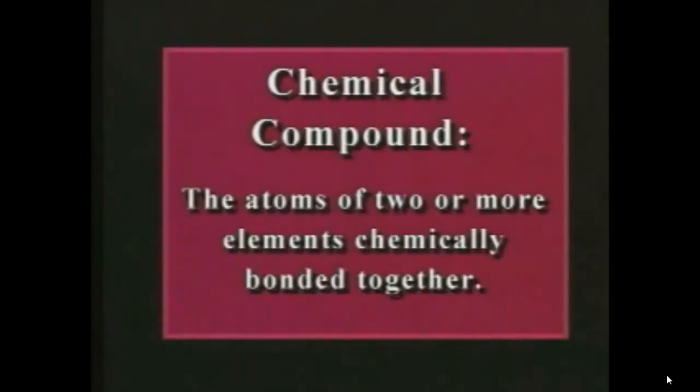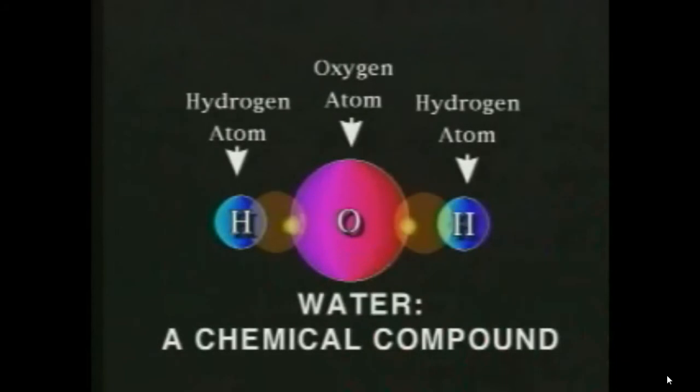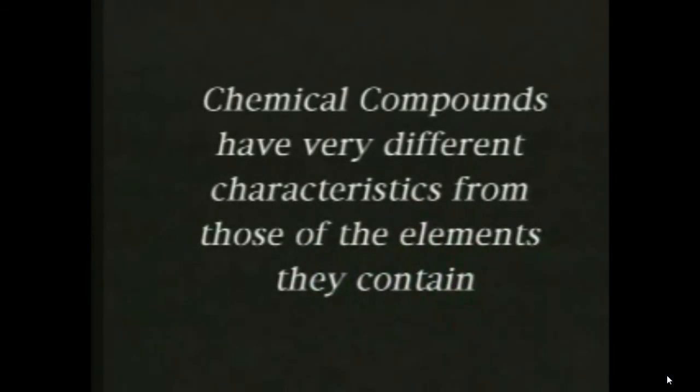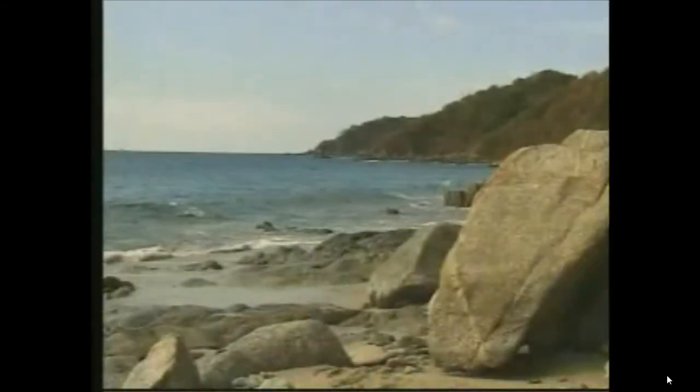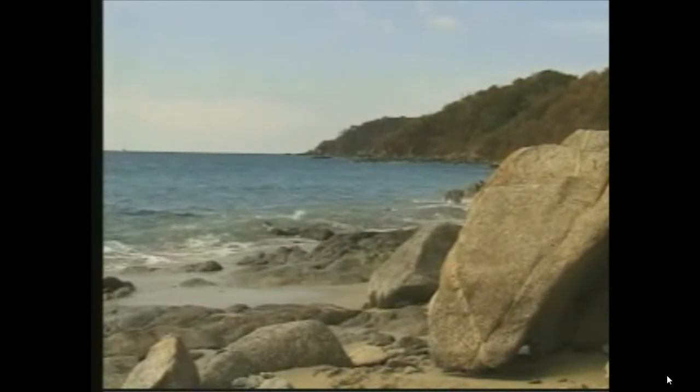When the atoms of two or more elements are chemically bonded together, chemical compounds are formed. For example, one atom of oxygen bonded to two atoms of hydrogen is the chemical compound called water. It is important to note that chemical compounds have very different characteristics from those of the elements they contain. For example, at ordinary temperatures and pressures, water is a liquid. Yet under the same conditions, both the hydrogen and oxygen from which it is formed are gases.